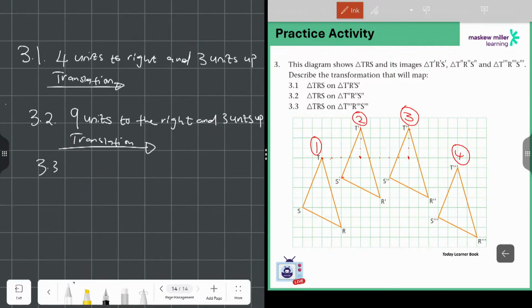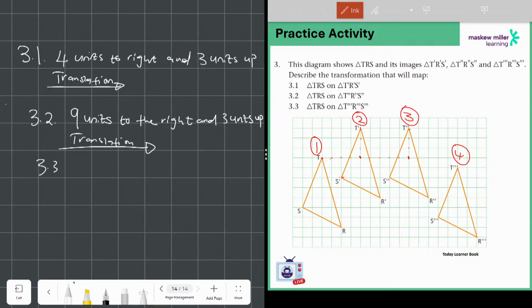So you can see, okay, the only difference is that the first triangle, as compared to the second and the third, has moved a little bit more for the third one than for the second one when it goes to the right, but going up it's literally the same.